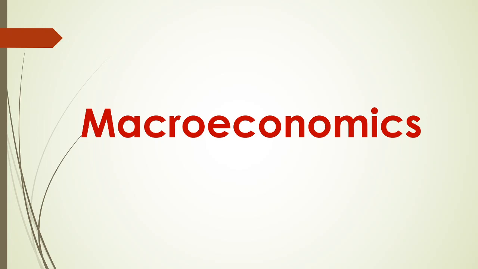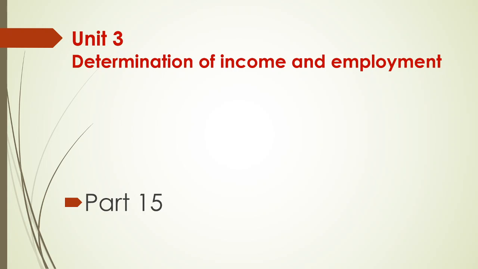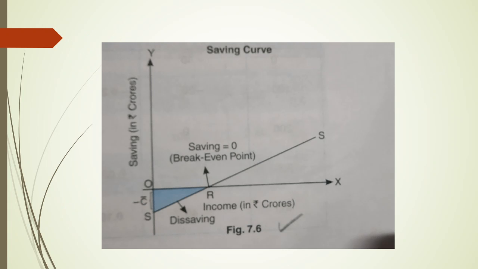This is macroeconomics part, and under macroeconomics we were discussing unit 3, determination of income and employment. This is part 15. In our last class we discussed the saving curve. I gave you the explanation of the saving curve.